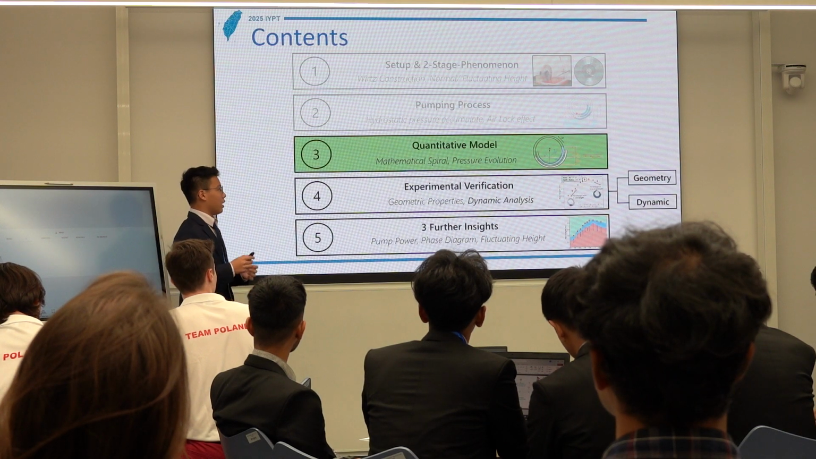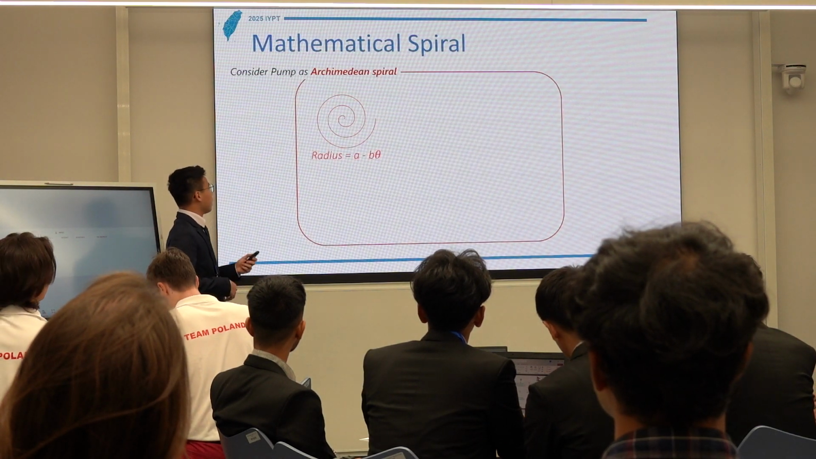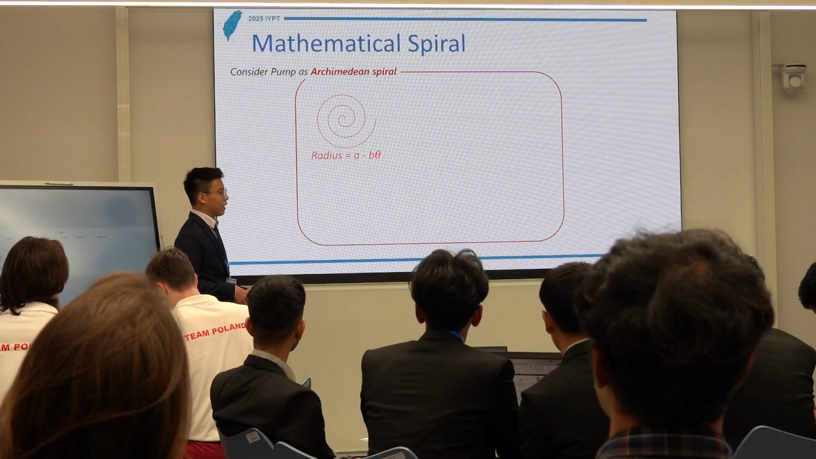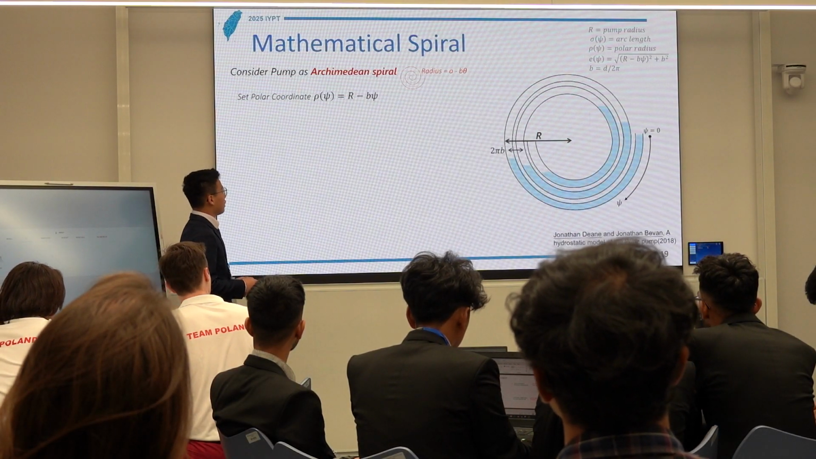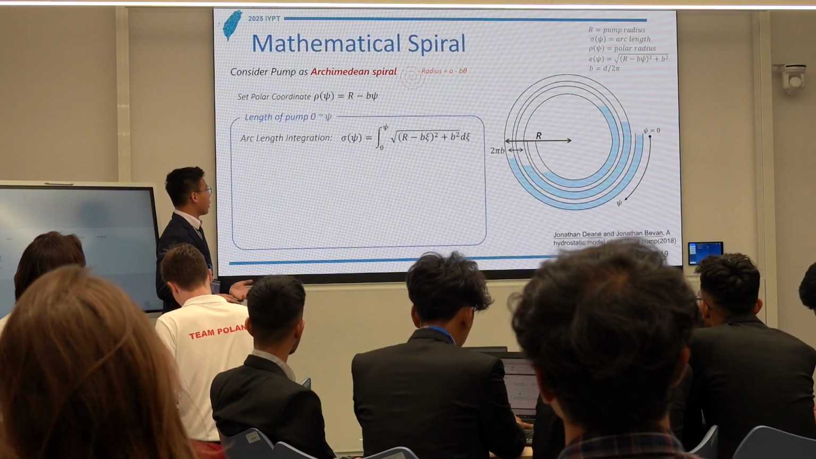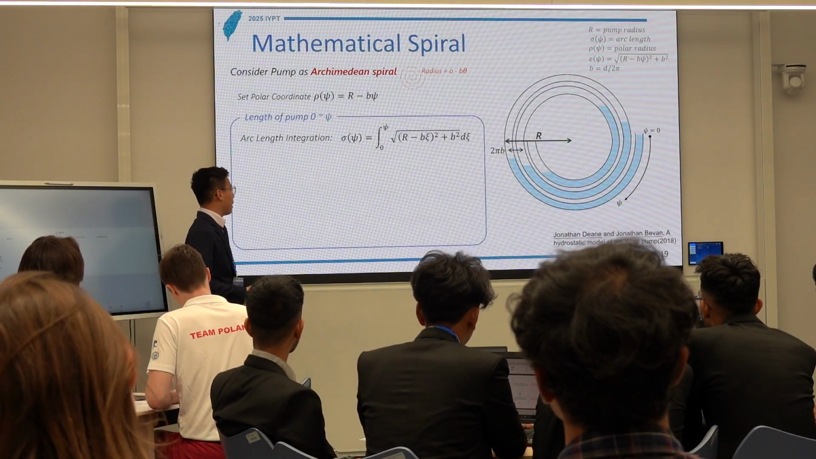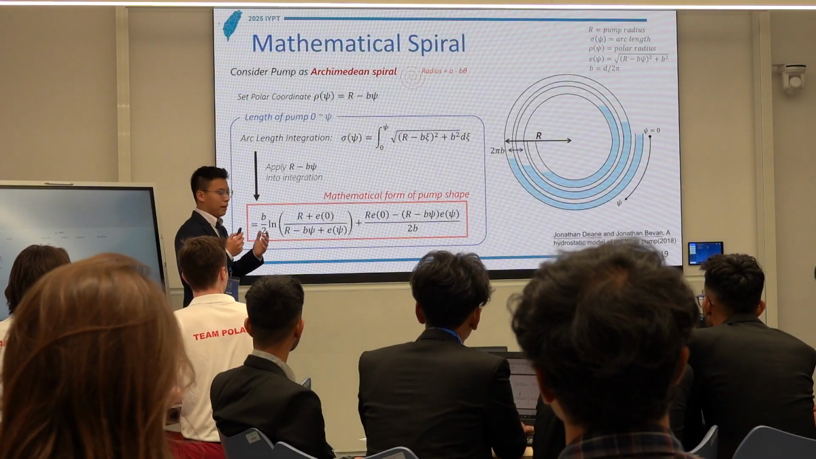Now let's talk about our quantitative model. So we consider our pump as an Archimedean spiral, which is valid due to my pump is tightly twined together. Then by setting polar coordinates and using an arc length integration on pump, we can get a mathematical form for my pump shape.